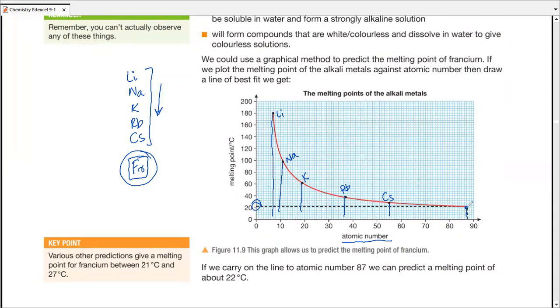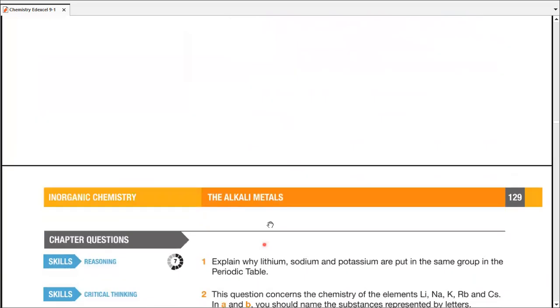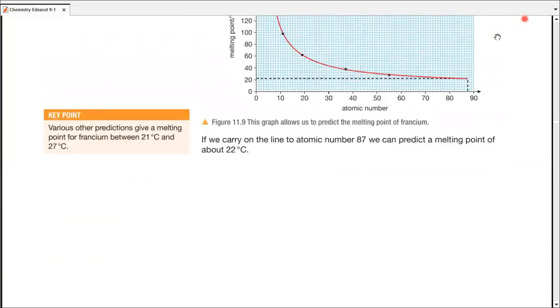And there comes francium. So around 21 or 22, right? Which is also written over here. Predictions tell us anything in between 21 and 27. Different numbers to be on the safe side. And this winds up your chapter.